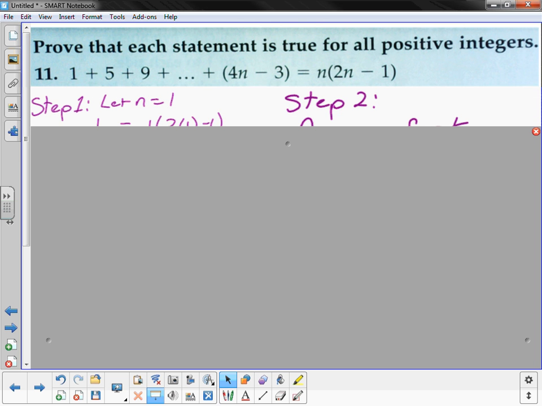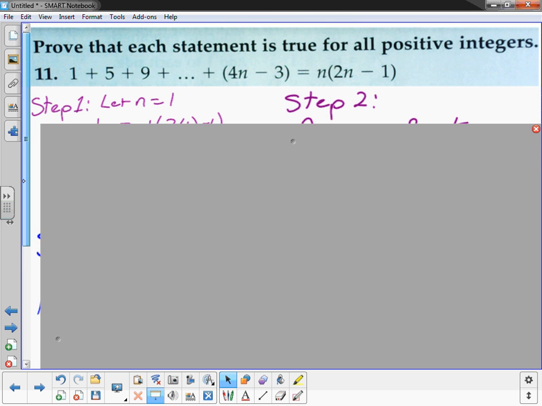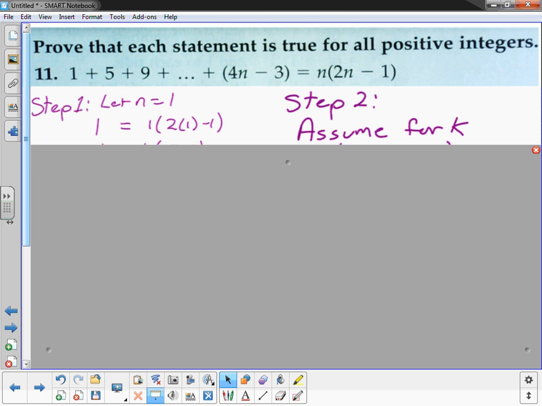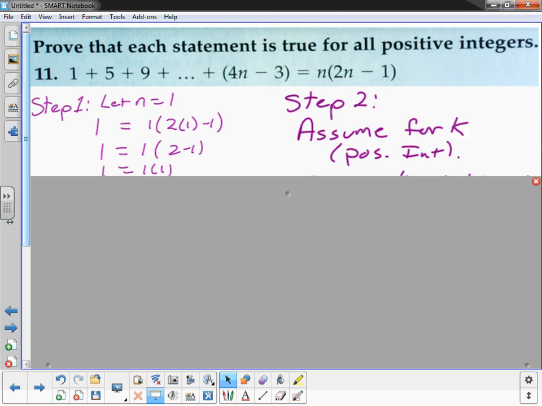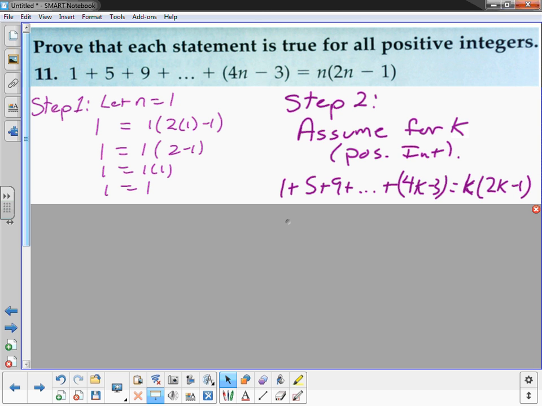So my step 1 is I'm going to let n equal 1. When I do that, it tells me that 1 would have to equal 1 times (2 times 1 minus 1), which is 1 times the quantity 2 minus 1, which is 1 times 1, which is 1. So I get 1 equals 1. When I put n equals 1 in there, I get a true statement. So their formula works when n is 1.